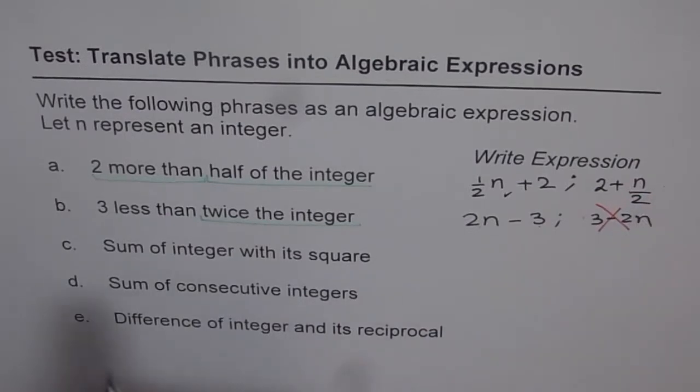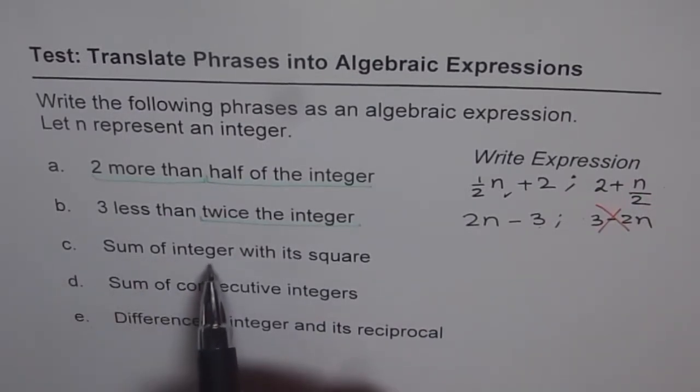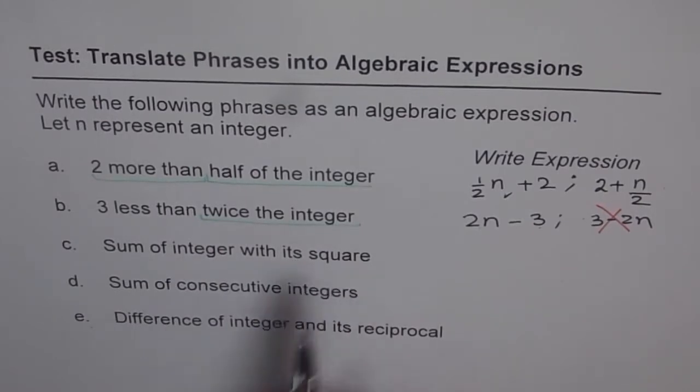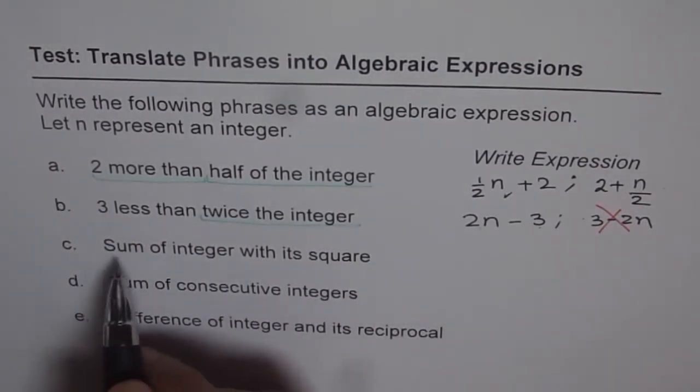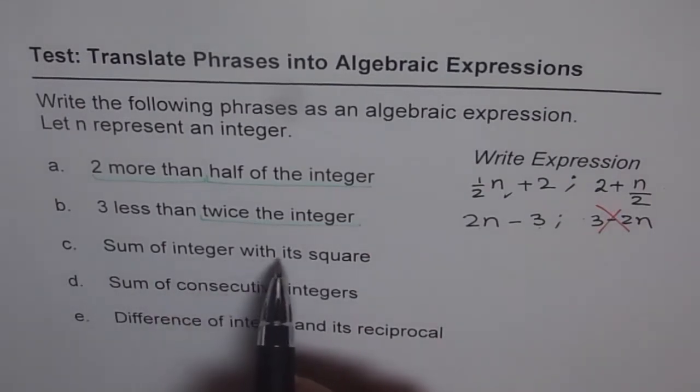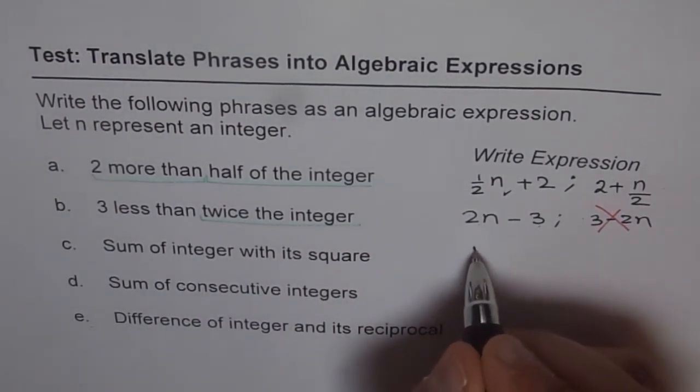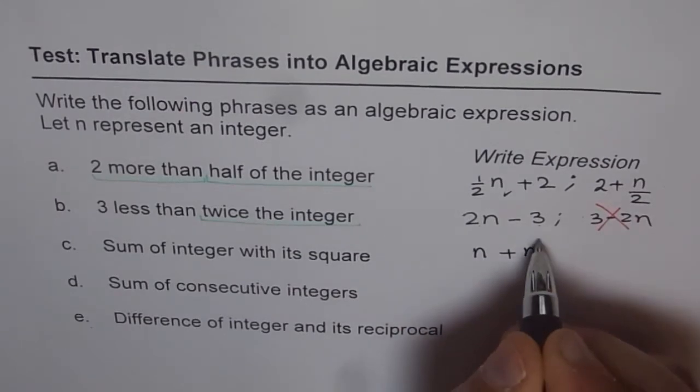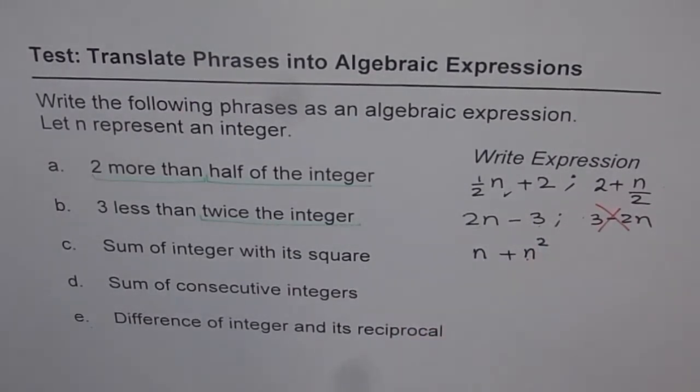Let's move on. Part C is sum of integer with its square. So the integer is represented by n for us. Sum means add, right? Add the integer with its square. That means n, and its square is n square. So n plus n square becomes your answer.